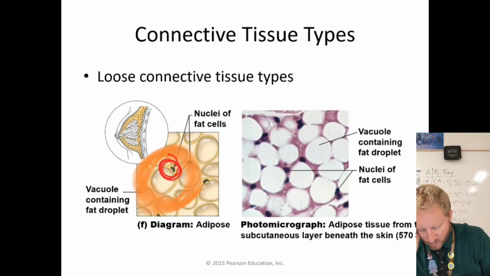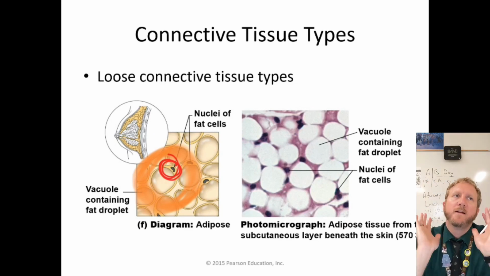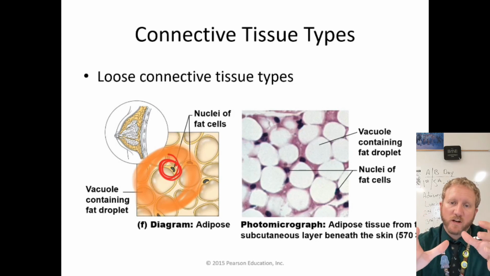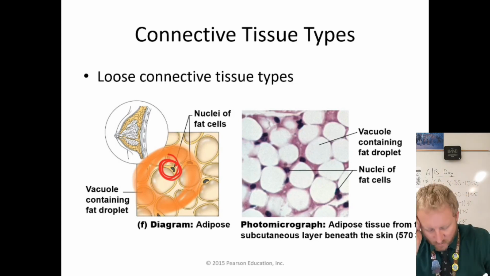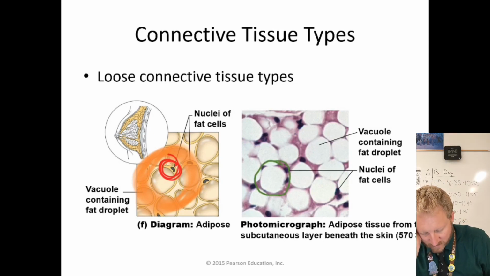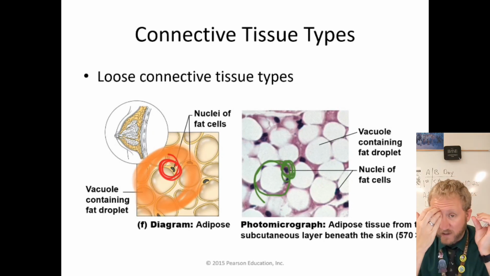And so if you look at the photomicrograph, a photomicrograph is a picture underneath a microscope, okay? So it's just a fancy term for that. And so you can see the fat cells here. Here's that fat vacuole with the nucleus in the darker purple right there.